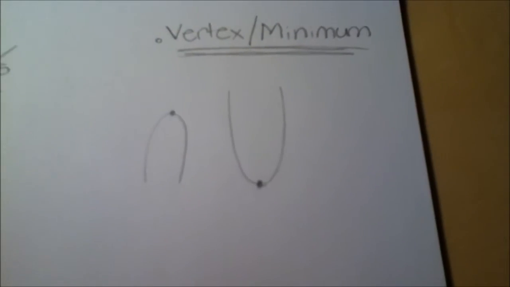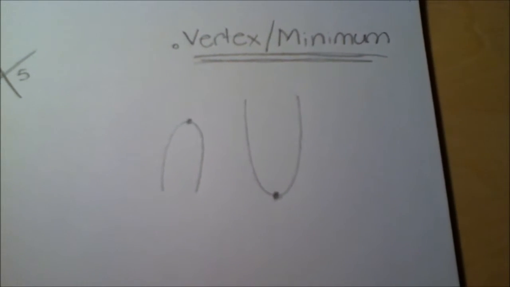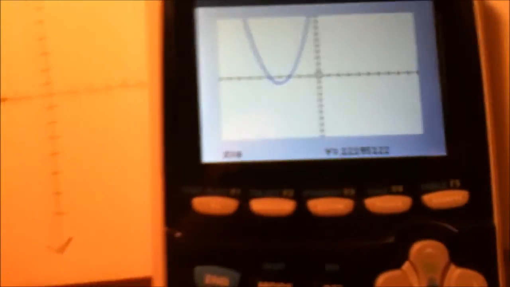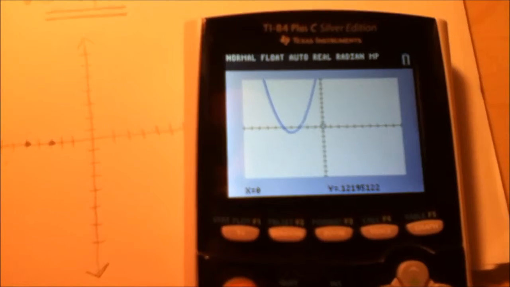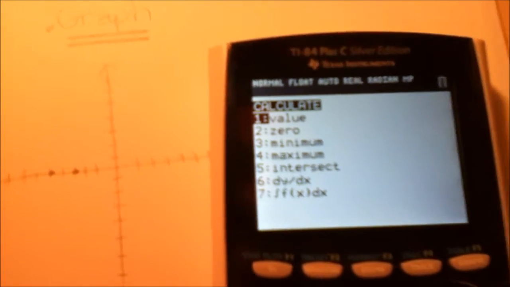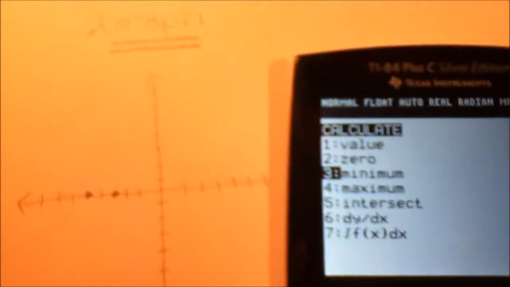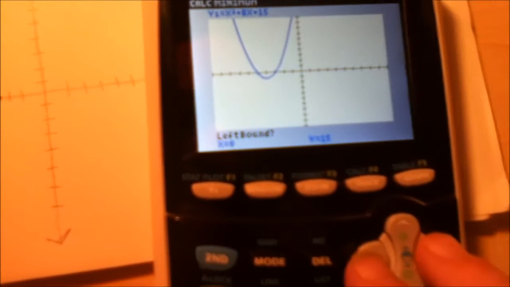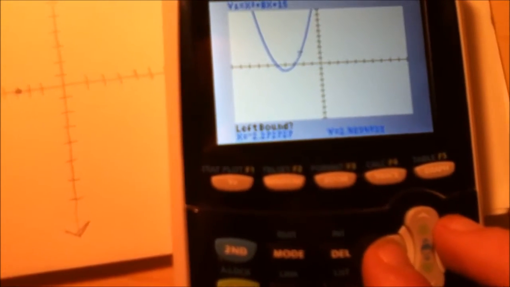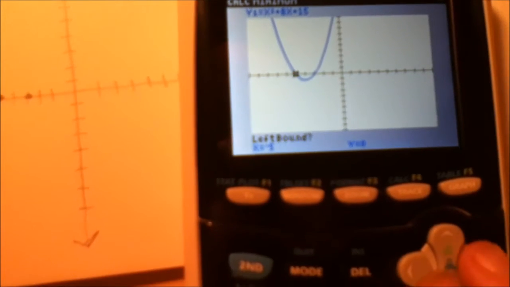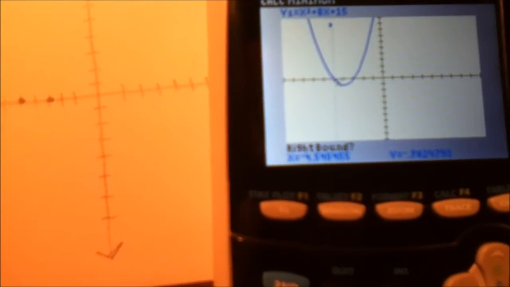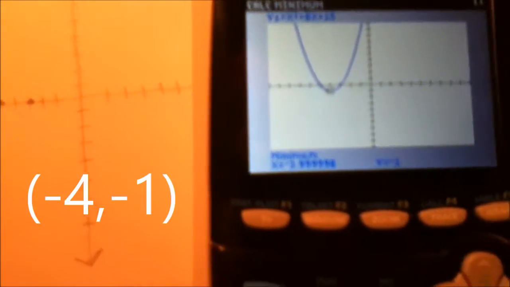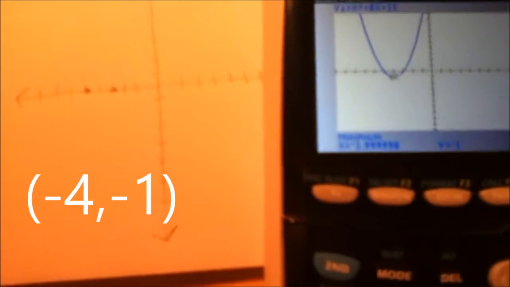And to do that, first you have to graph it and put it into your calculator. To find the vertex, or the minimum, of a graph, the first step is to press second trace, and you scroll down to number 3, minimum, and press enter. Then you find the left bound of the parabola, which is in this case right there. Then you find the right bound, and you guess. The minimum is 4, -1.